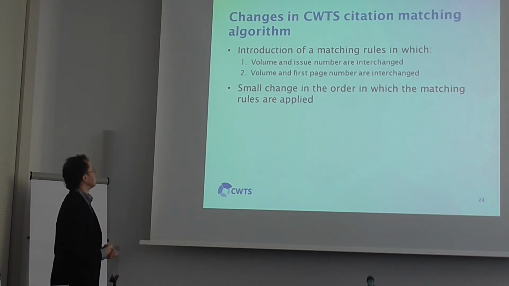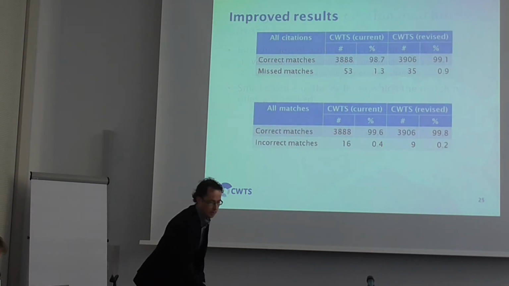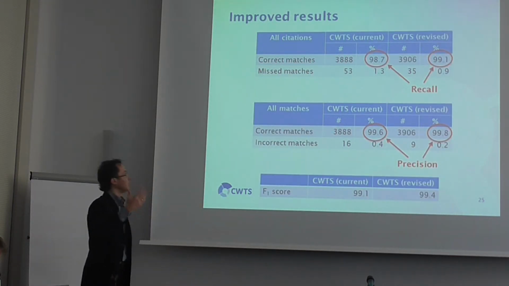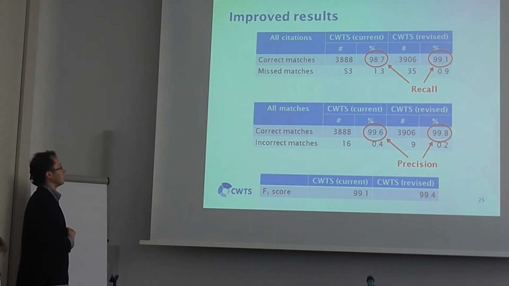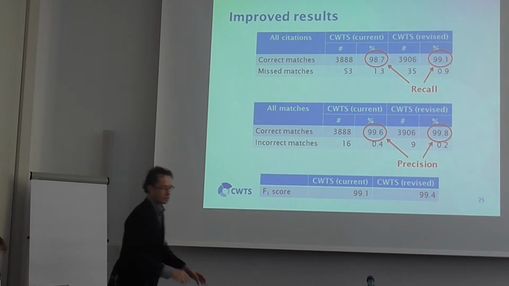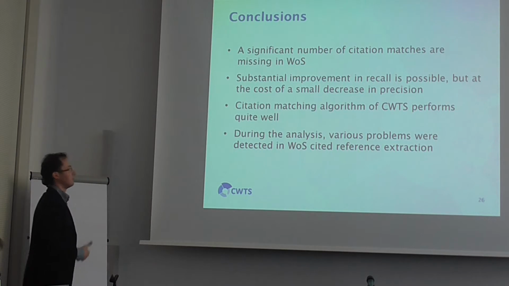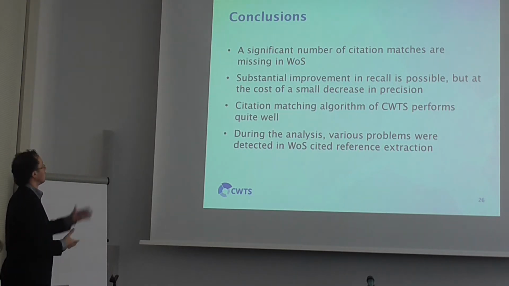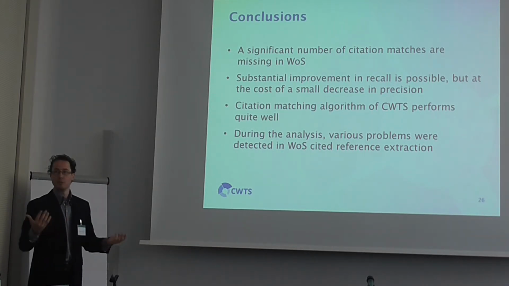And we did some small changes in the order in which we applied the matching rules. And based on these changes, we were able to improve both recall and precision of our procedure. So we have learned a lot from this manual validation. So some first conclusions. A significant number of citation matches are missing in Web of Science. Substantial improvement in recall is possible, but at the cost of a small decrease in precision.